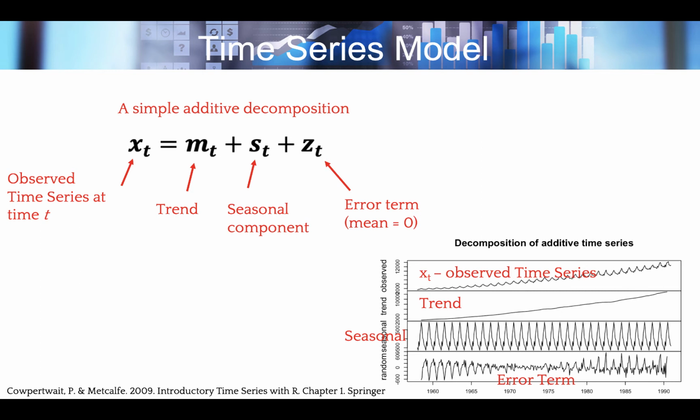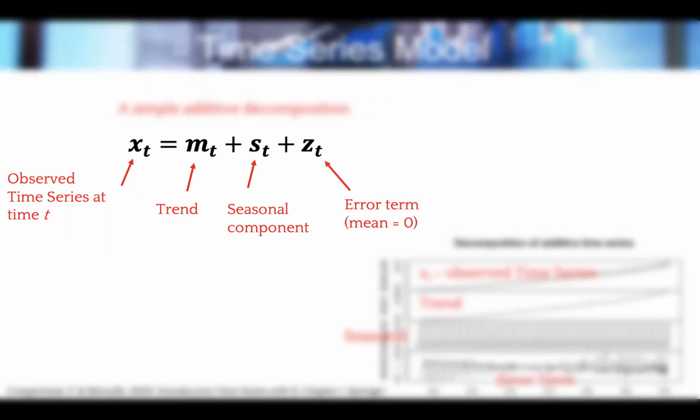Many time series are dominated by a trend and/or seasonal effects. A simple additive decomposition model is given by the observed time series at time t, which is equal to the sum of trend, m at time t, seasonal component s at time t, and an error term, which in general is a sequence of correlated random variables with mean 0.